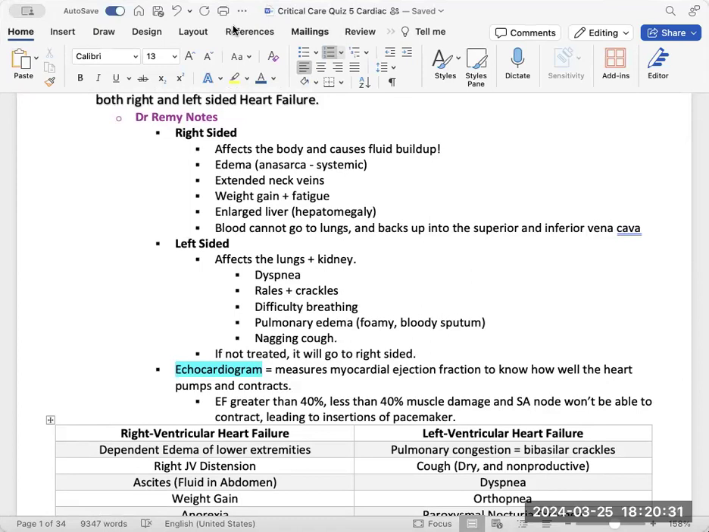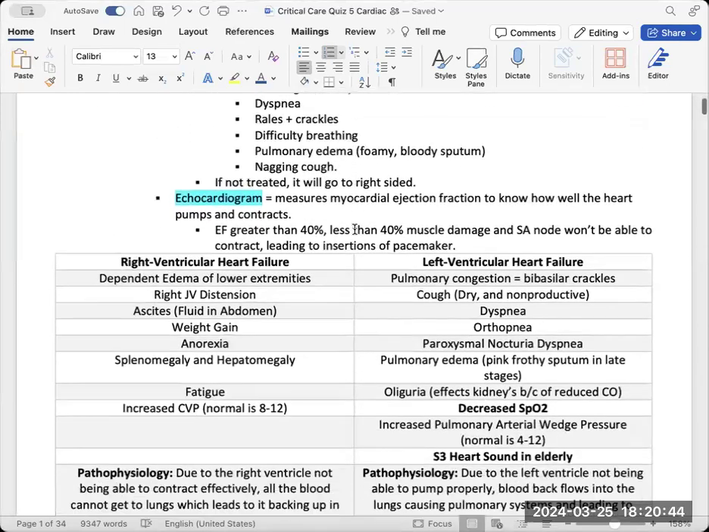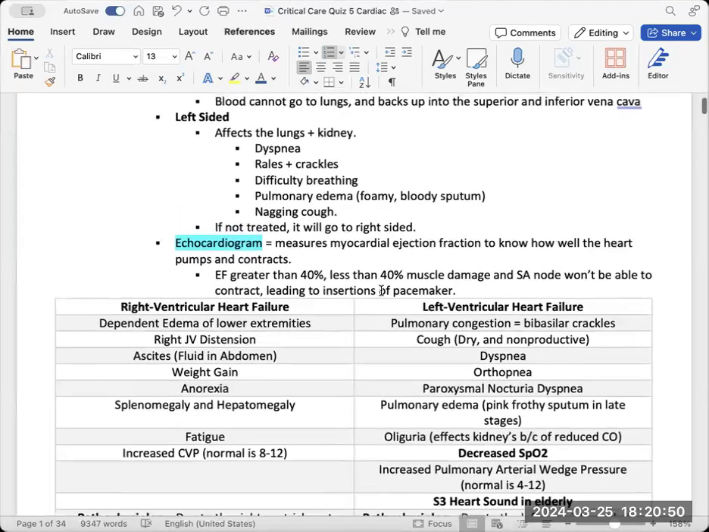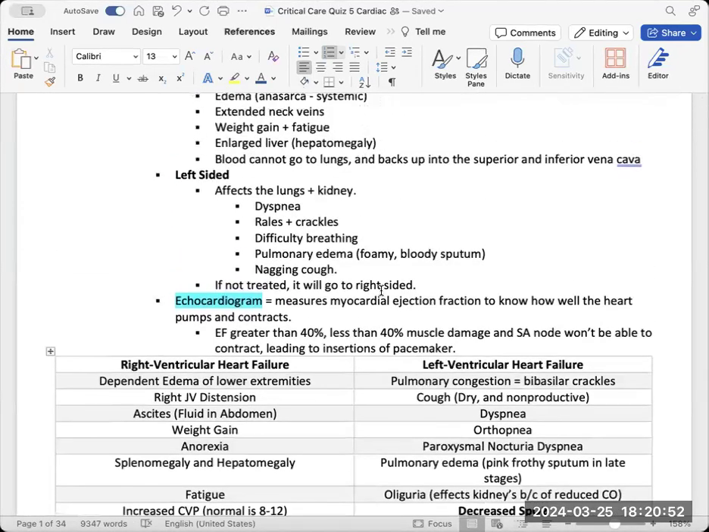So when the left side of the heart fails, you could also have oliguria as a result of the body not getting perfused properly. And we could also have a decreased SpO2, as well as an S3 heart sound in left-sided heart failure. There could be an additional sound, right?